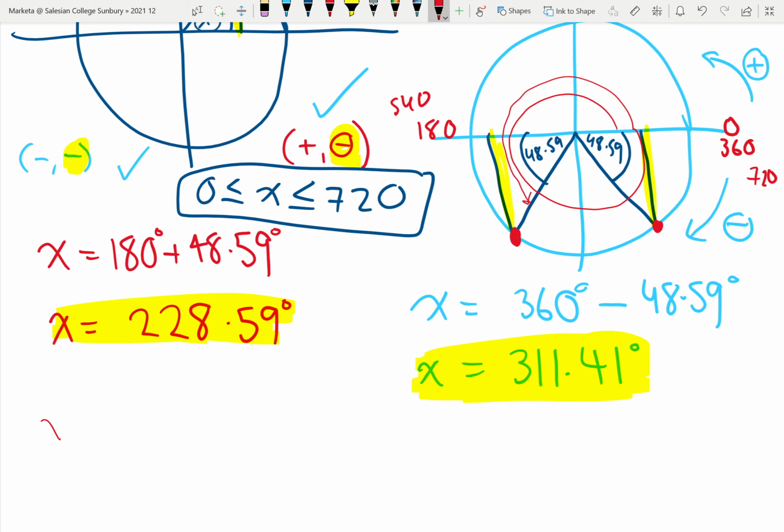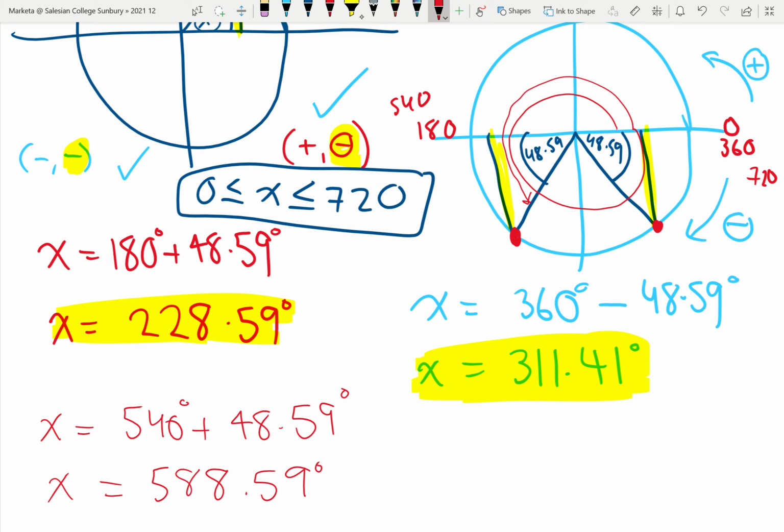So this x equals 540 plus 48.59. And this looks like it will also be within the domain. X equals 540 plus 48.59 is 588.59. It's an easy one. So that is also within the domain. We're getting closer to 720, but we still haven't exceeded it, so we still will try another angle. So let's go around again.